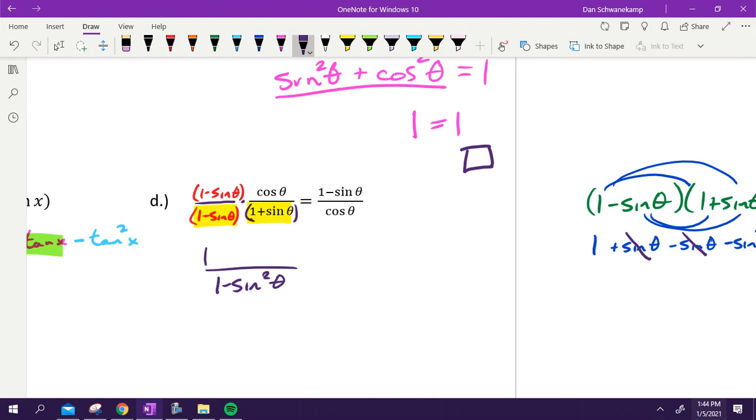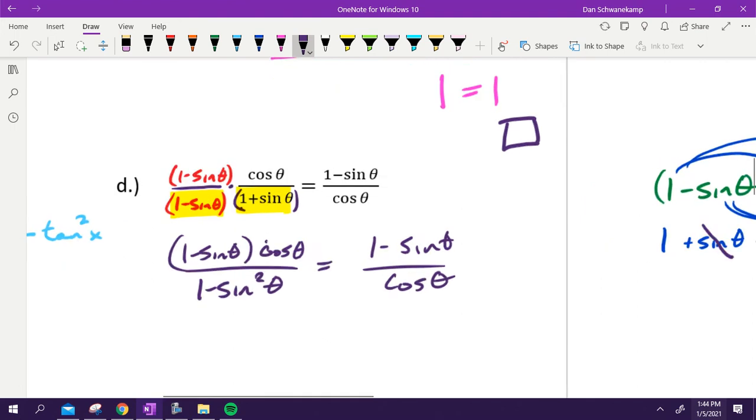On top, I'm just going to leave it for right now. I'm not going to FOIL it out. I'm just going to leave it. And you'll see why here in a second. And the whole goal is to make it equal to this side. I want to make it equal to that side over there. 1 minus sine all over cosine.